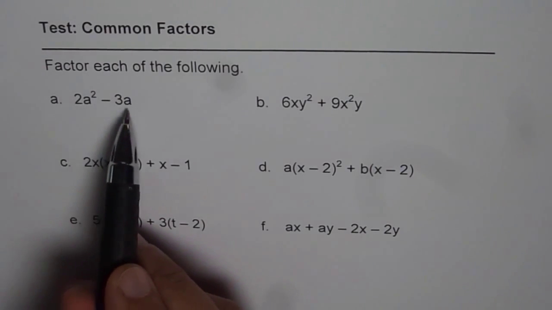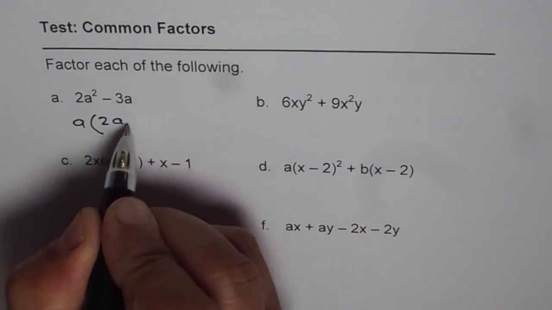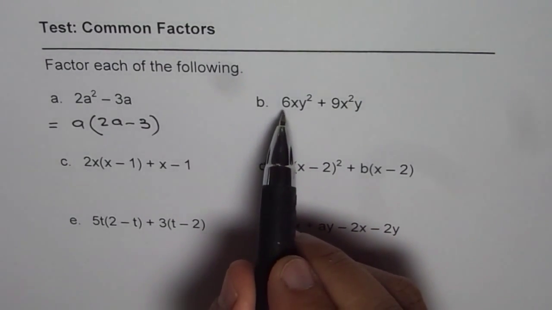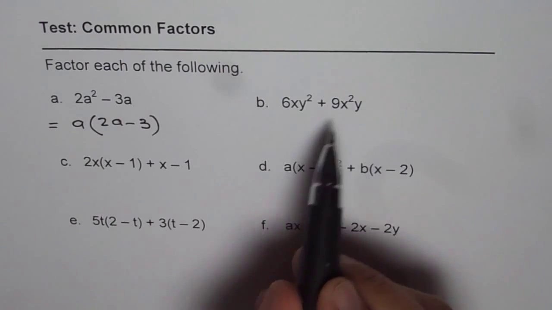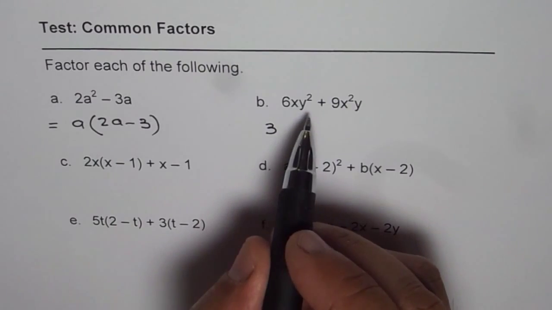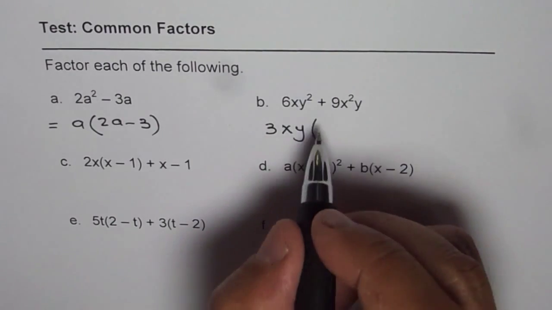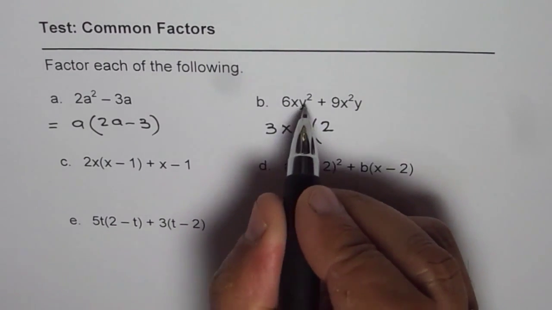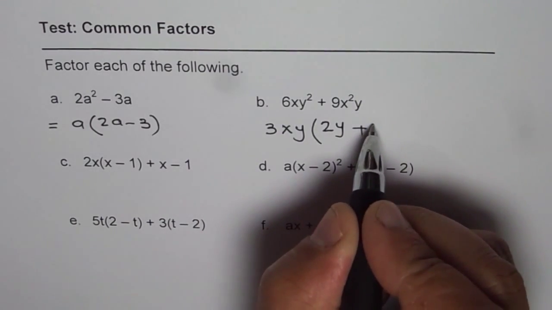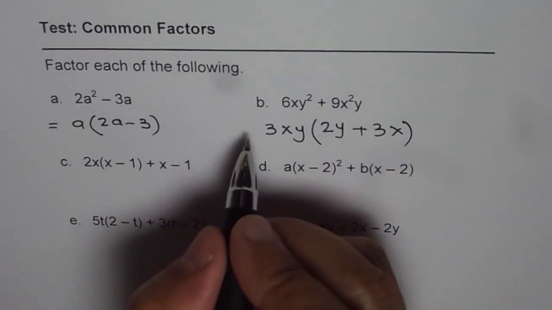2a square minus 3a: a is common, so we can write a, and we get (2a minus 3) as our answer. Next one, 6xy square plus 9x square y. Amongst the numbers, 3 is common, so we can take 3 as common. Amongst the variables, x and y are common, so we can take x and y common. 6 divided by 3 is 2. x is already taken out, one of the y is out, you're left with 2y here. Plus 9 divided by 3 is 3, and you're left with 3x. So that is how you can factor B.